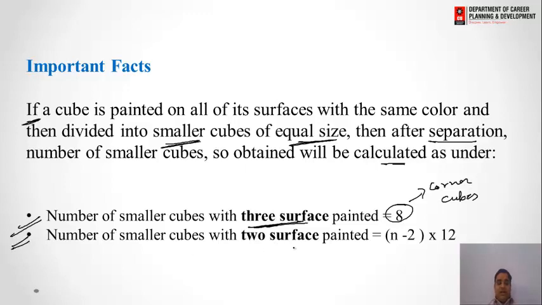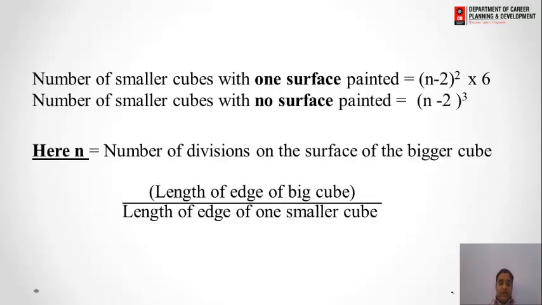Next is the number of smaller cubes with 2 surfaces painted. Whenever we need to find 2 surfaces painted cubes, this is the formula: n minus 2 into 12. That means we are considering the middle cubes. The middle cubes are the cubes having 2 surfaces painted.